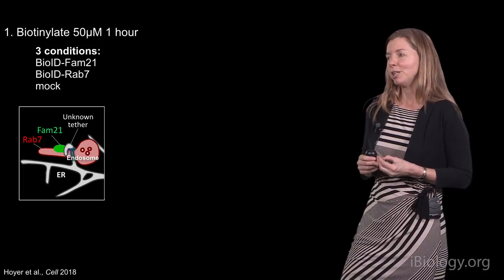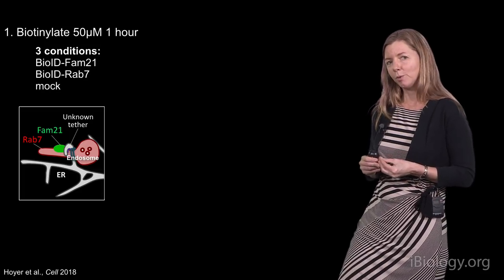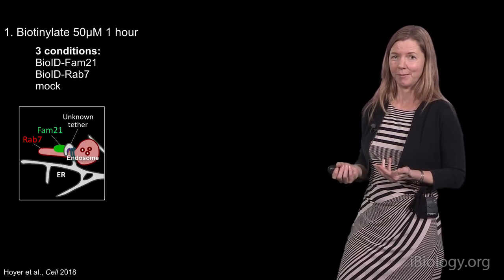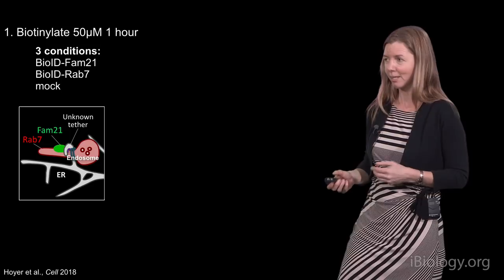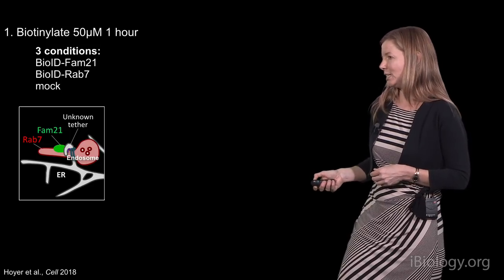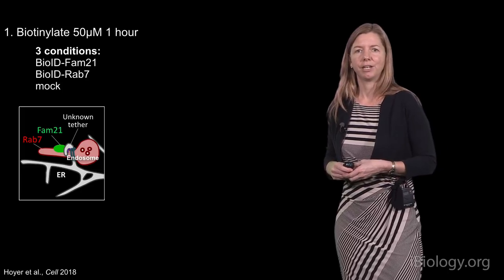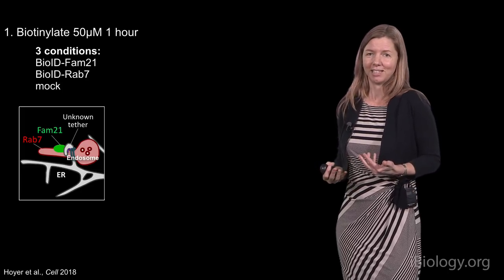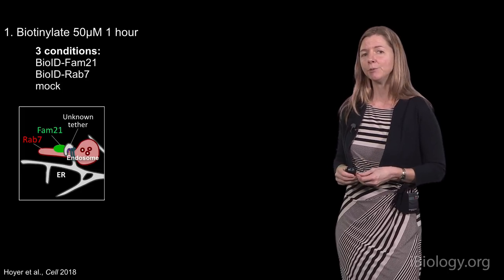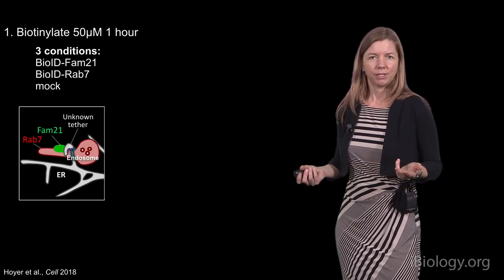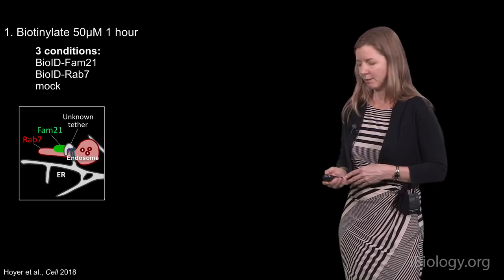And the controls that we use in these experiments were, one, we put BioID as a fusion protein just to an endosomal membrane-bound protein. And so we fuse BioID here, right there. You can see we fused it to Rab7, which labels the membrane of an endosome. This should pick up any contact site proteins. And then we just had a control where we added biotin and just asked what in the background is biotinylated.